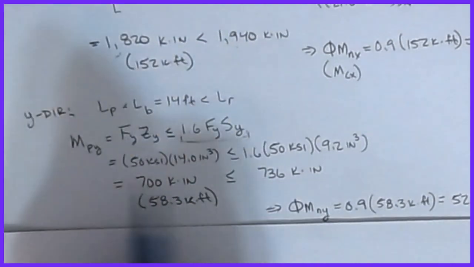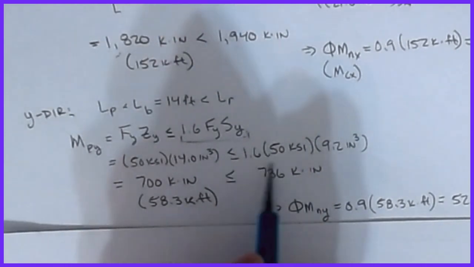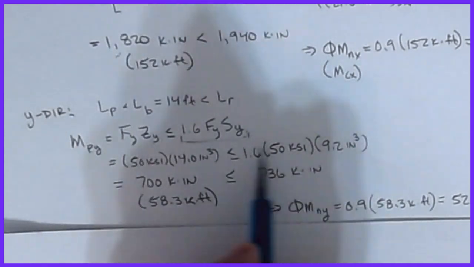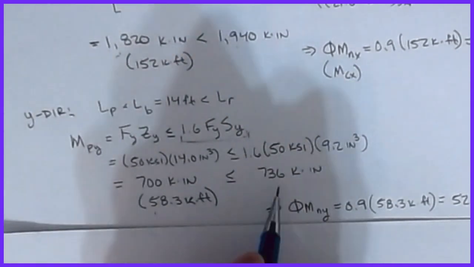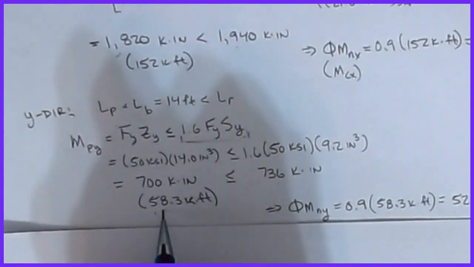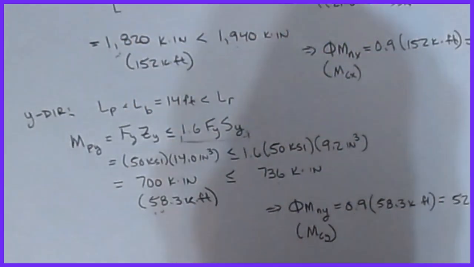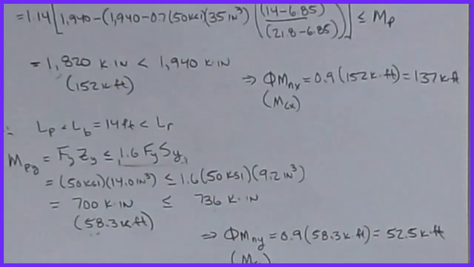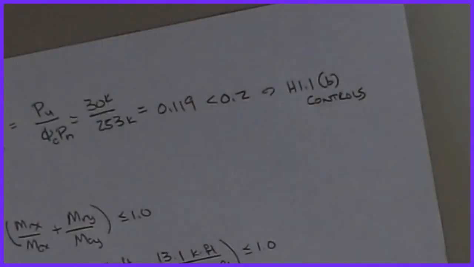Okay, all right, so if I plug everything in, you're going to find out 50 times 14 is 700 kip inches, and then it's less than or equal to 1.6 times 50 times 9.2. Again, these are all those table values that we looked up in the properties. So this side is 700, this side is 736, so this one controls. 58.3 kip feet is the equivalent, multiplied by 0.9, I'm at 52.5 on that. All right, so that gets us to our moments on that one.